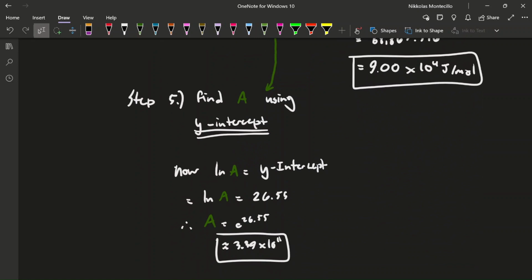So what we want to do is apply the exponent on both sides, right? So that we can isolate for the Arrhenius constant, which is A, which is equal to e to the power of 26.55, which is approximately equal to 3.39, 3 sig figs, right? 3.39 times 10 to the power of 11. Let me just check just to be sure. E to the power of 26.55. Yeah, 3.39 times 10 to the power of 11.